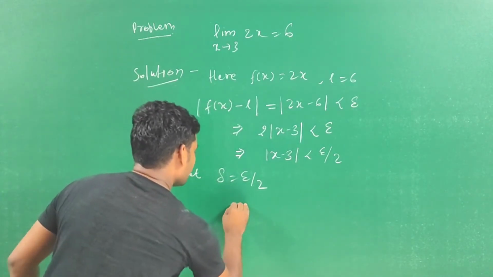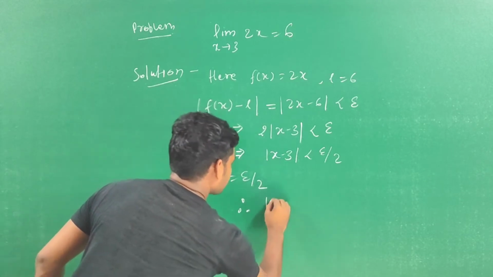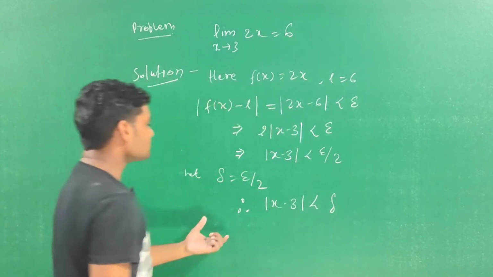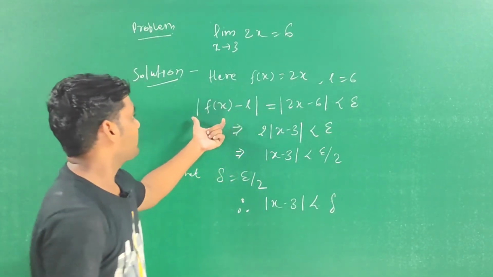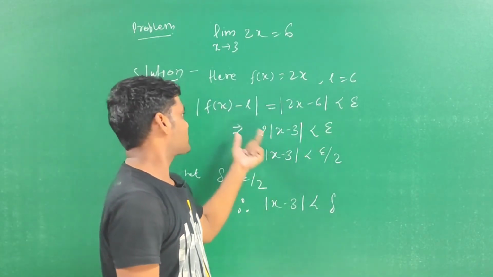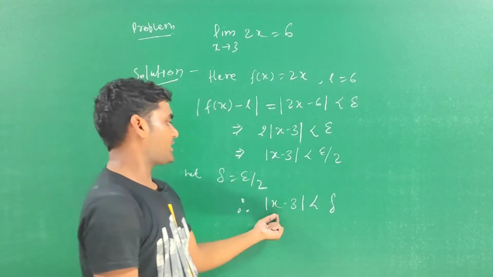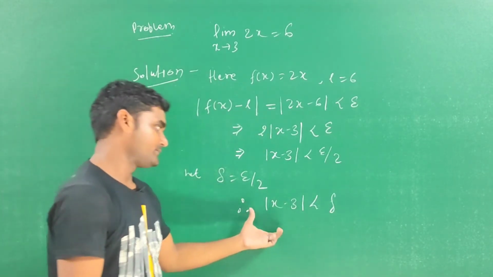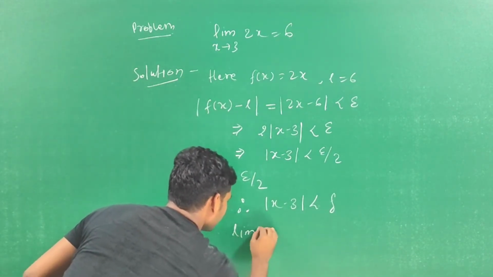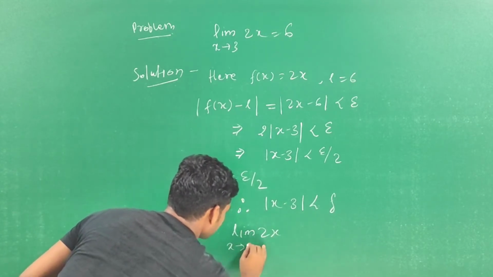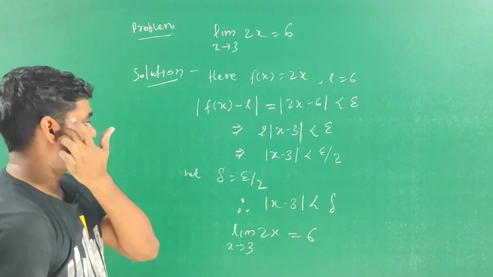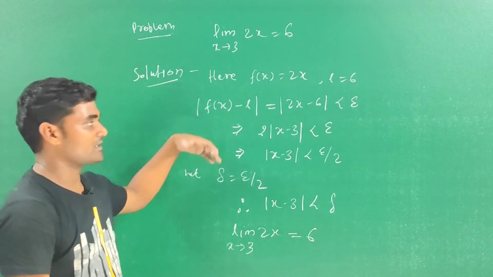Therefore modulus of x minus 3 will be less than delta. So we found that for a given epsilon positive, modulus of f(x) minus L is less than epsilon whenever modulus of x minus 3 is less than delta. So it proves that the limit of the function 2x when x approaches 3 equals 6. This is a problem based on the definition I gave.